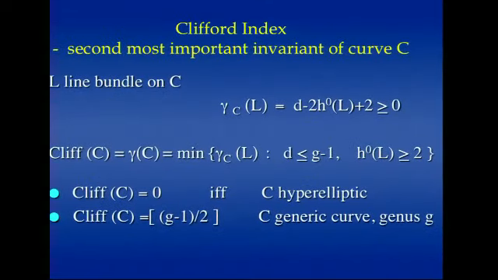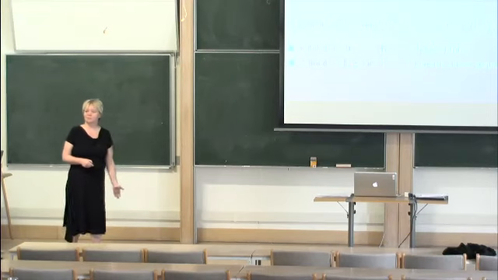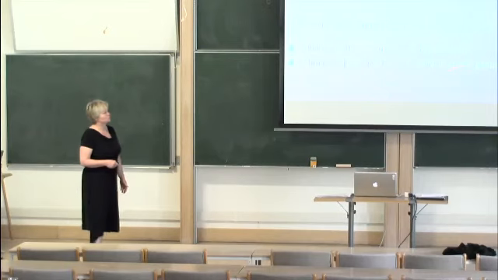So we define the Clifford index, so to speak. We take a bundle, we take our numerical function, and we try to minimize it. When we try to minimize it, it may happen, for example, that it's equal to 0. So it means there are bundles that achieve the Clifford bound. Now, this only happens on hyperelliptic curves. Also, it may happen that they are very, very far away from your Clifford bound. And this apparently happens on generic curves, so it means on general curves, sorry.